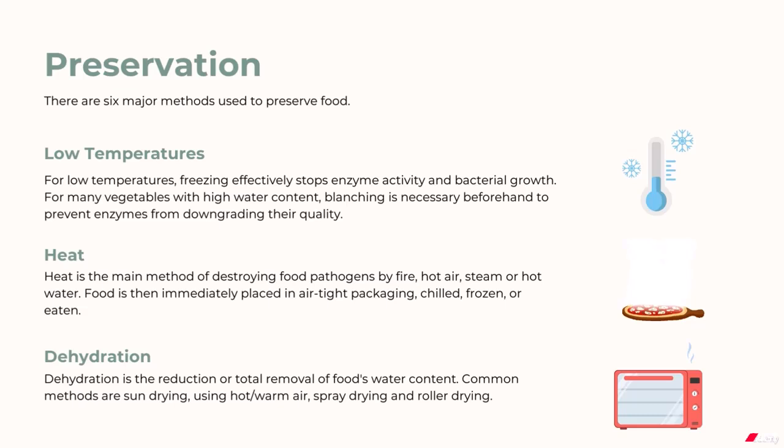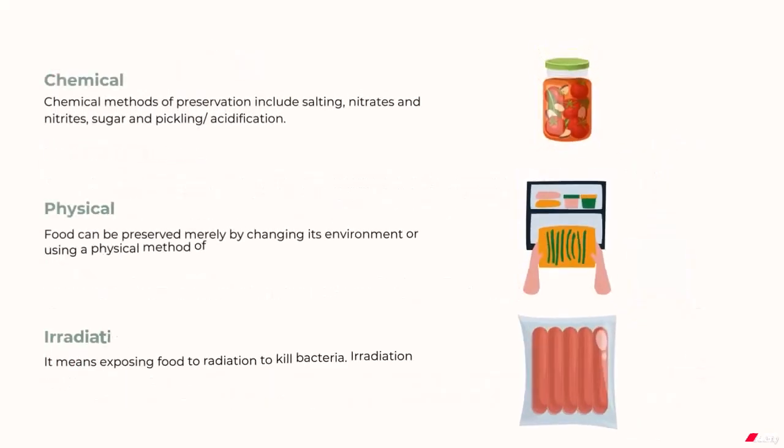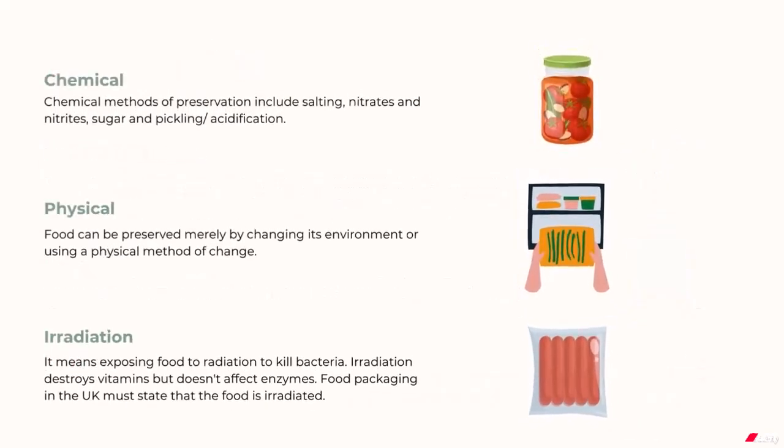Dehydration. Dehydration is the reduction or total removal of food's water content. Common methods are sun drying, using hot or warm air, spray drying, and roller drying. Chemical methods of preservation include salting, nitrates and nitrites, sugar, and pickling or acidification.